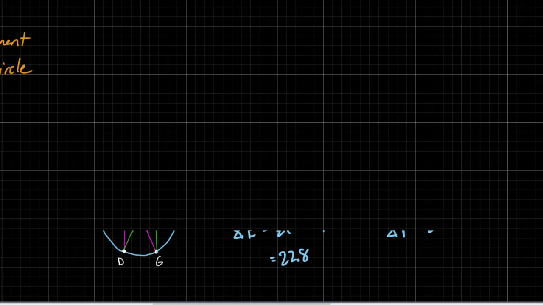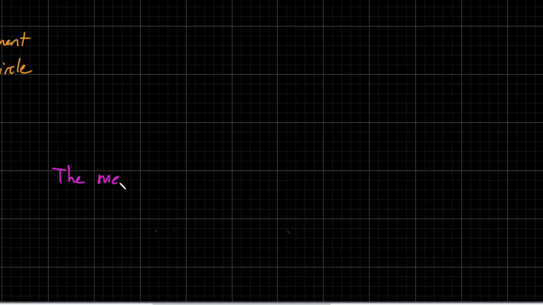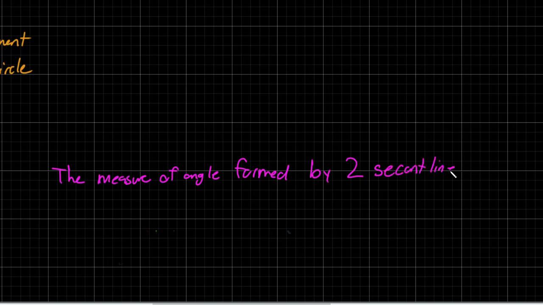I'm going to write it off to the side because I run out of room. But we will write it for this one. Okay. The measurement of angles formed by two, what type of lines? Secant lines that intercept the circle.